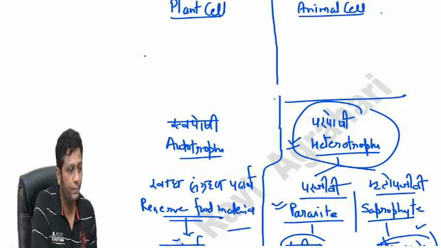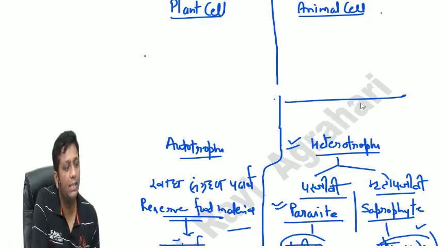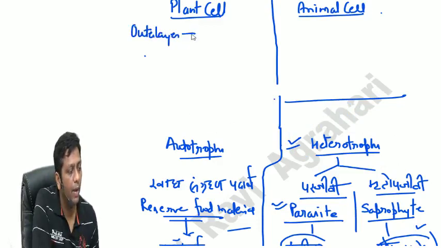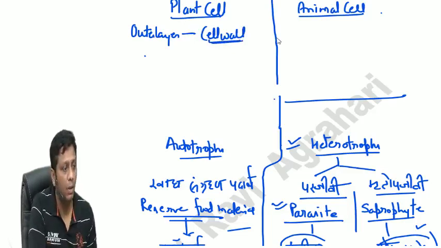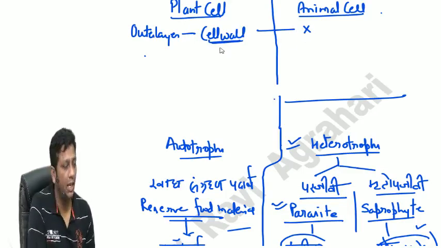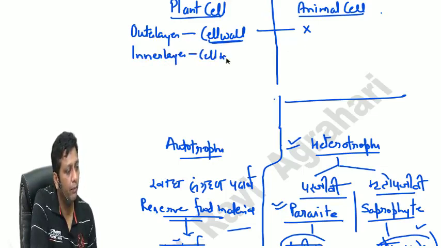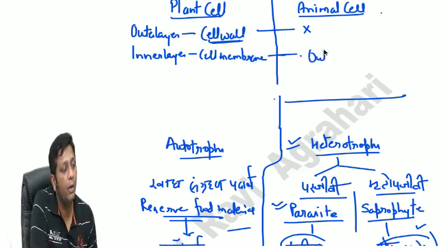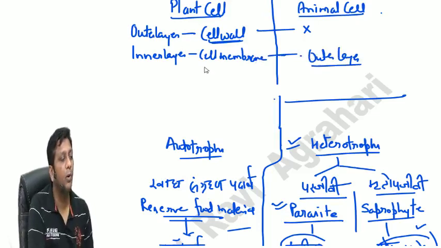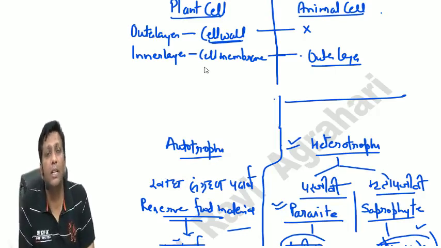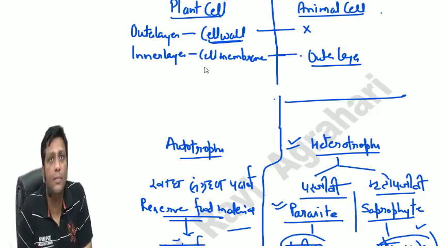See the difference. Actually, guys, if you see a plant cell, the outer layer in a plant cell is the cell wall, but the cell wall is absent in animal cells. That is one point. The inner layer in a plant cell is the cell membrane. In an animal cell there is no cell wall, so of course the cell membrane becomes the outer layer. So what about the inner layer in the plant cell? Cell membrane. What about the outer layer in an animal cell? Cell membrane, because an animal cell has no outer layering as a cell wall. Clear?